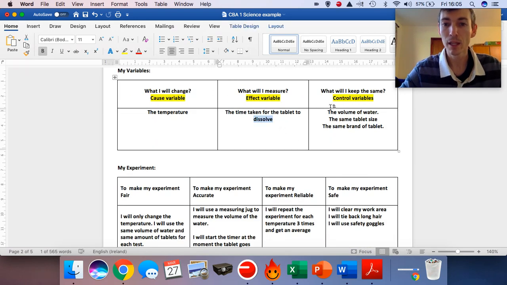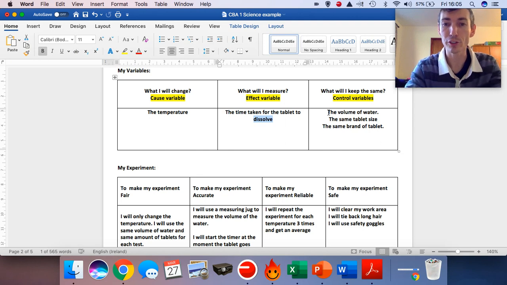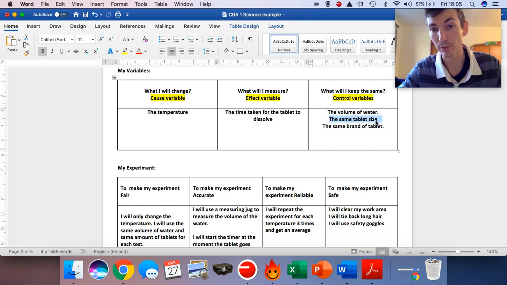Now the control variables, and there's more than one control variable. These are all of the things that you're keeping the same to make sure that your experiment is as fair as possible. I am going to use the same volume of water. I'm not going to change that. I am going to use the same tablet size. I'm not going to use half a tablet in one experiment and a full tablet for the other. And I'm going to use the same brand of tablet for every single test. I'm not going to use orange flavor for one and lemon and lime for the other.